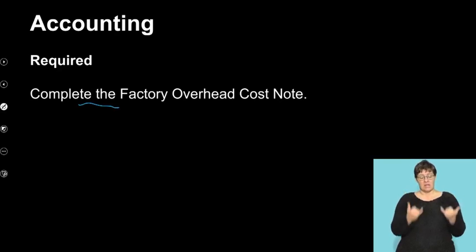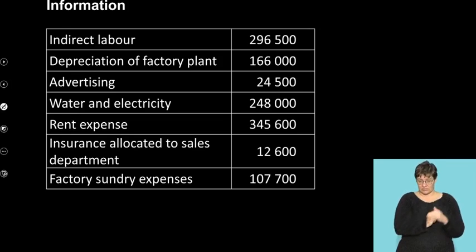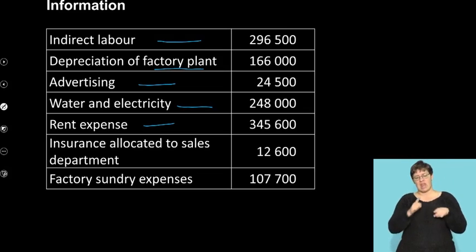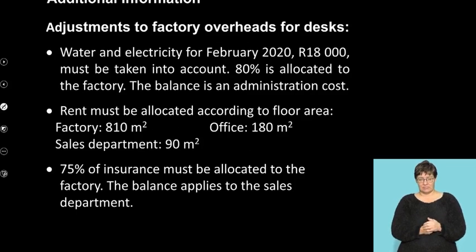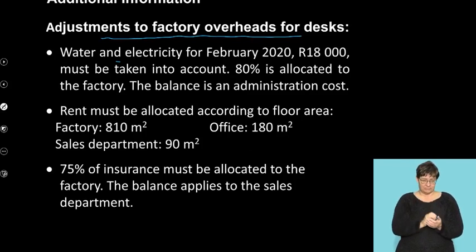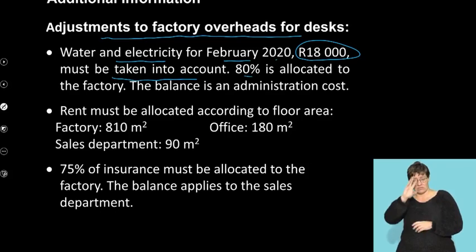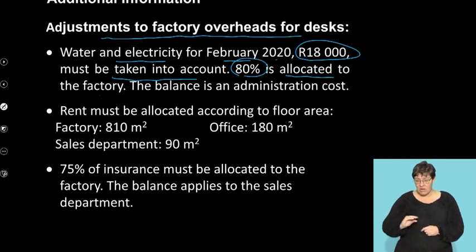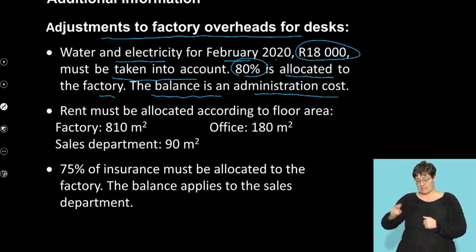We now have to complete the factory overheads cost account note. This is the information that we have. We have indirect labor, depreciation on factory plant, advertising, water and electricity, rent expense, insurance allocated to the sales department, and your factory sundry expenses. Okay. We are told the following adjustments to factory overheads must be taken into account. Water and electricity for February 2020, 18,000 Rand must be taken into account. 80% is allocated to the factory. The balance is an administration cost.